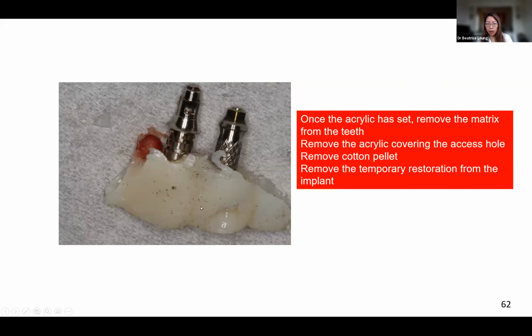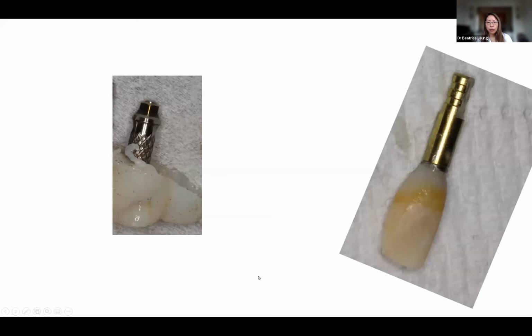It's only a thin ring of acrylic that you need to drill through to get through the cotton pellet and the screws. So it doesn't look very pretty right now, but that's where the work starts outside the mouth.